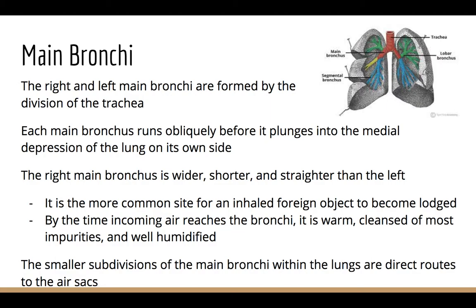By the time incoming air reaches the bronchi, it is warm, cleansed of most impurities, and well humidified. And the smaller divisions of the main bronchi within the lungs are direct routes to the air sacs. So these right here, the little branches basically. So you got the trachea and then the main bronchi. The right one's bigger, remember, anatomical position. So even if it's our left, it's the person's right.